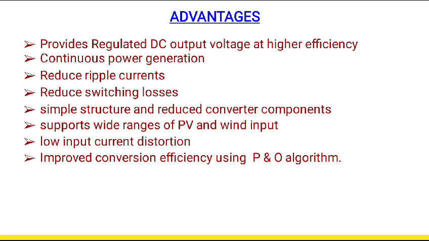Its main advantages are it provides regulated DC output voltage at high efficiency, continuous power generation, reduced power ripple currents, reduced switching losses, simple structure and reduced converter components, supports wide range of PV and wind input, low input current distortion, improved conversion efficiency using P&O algorithm.